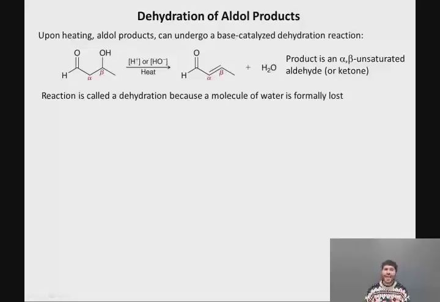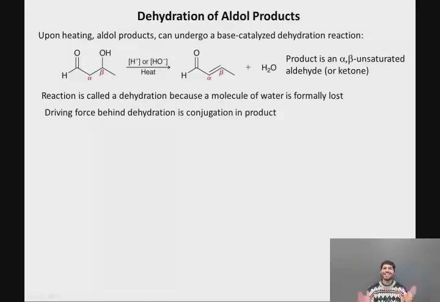You don't actually kick off H2O, you remove H first and OH minus second, as we'll see when we look at the mechanism, but we're still formally losing the elements of water. The driving force behind dehydration is that, as you can see, the product is conjugated. You have a CC double bond separated from a CO double bond by a single bond. And as we have already discussed in previous videos, conjugated molecules are unusually stable relative to non-conjugated molecules. So if you can get conjugation, you're going to.